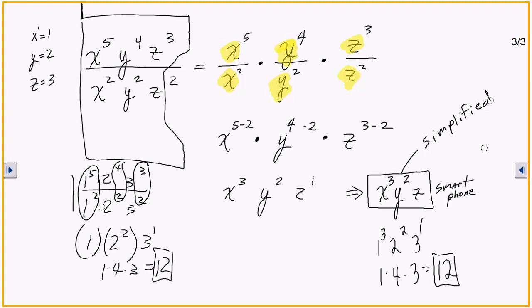Now, the biggest problem is students don't know the difference between an expression, an equation, and a linear function. And that's why I broke those up into three separate items. We're doing expressions, and we are simplifying them. All right, let's do another one.